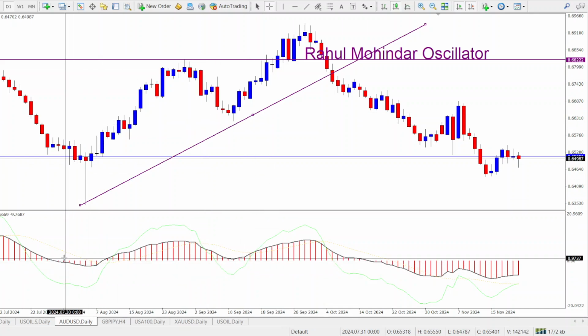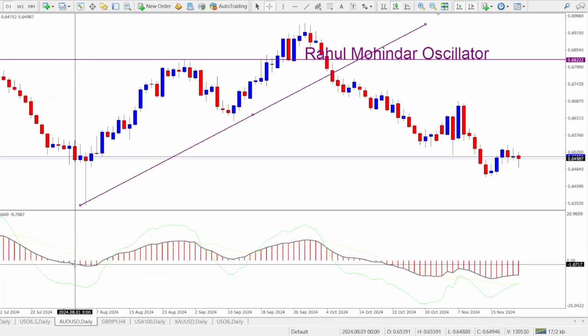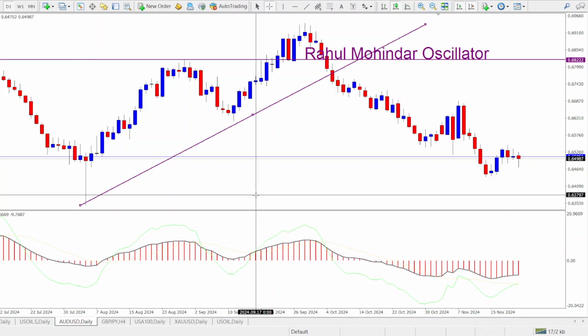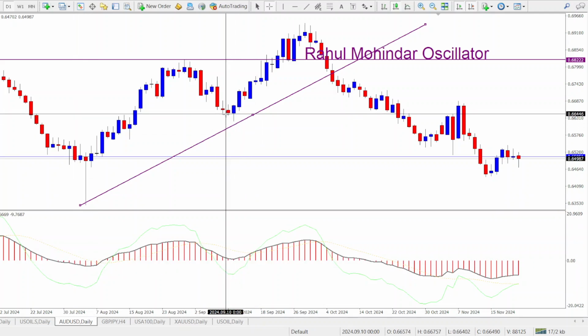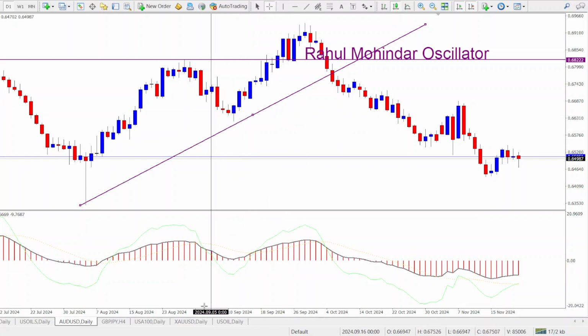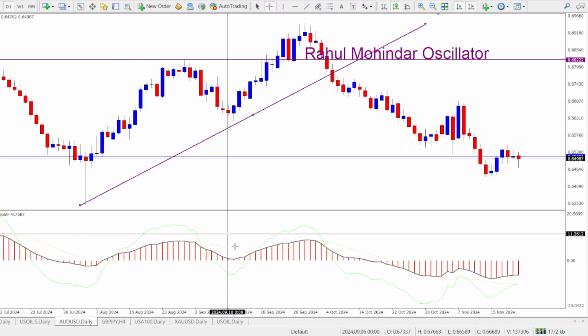But when the histogram bars are short, it's possibly consolidation that is going on, like in this situation. When you have very short histogram bars, you can see here again, there was a little bit of consolidation here before we had this bullish move. So that is it for a buy, right?